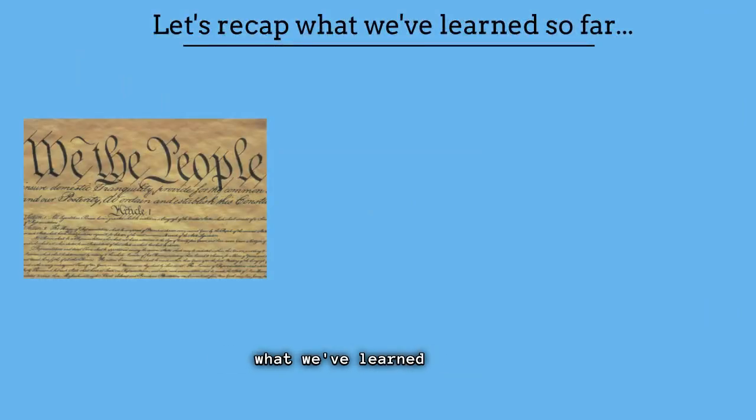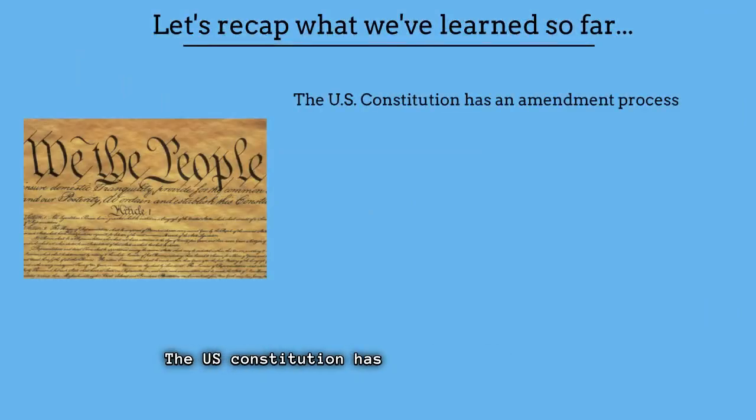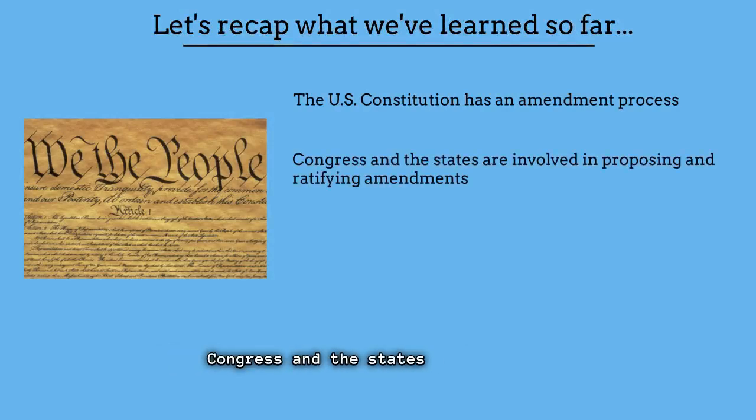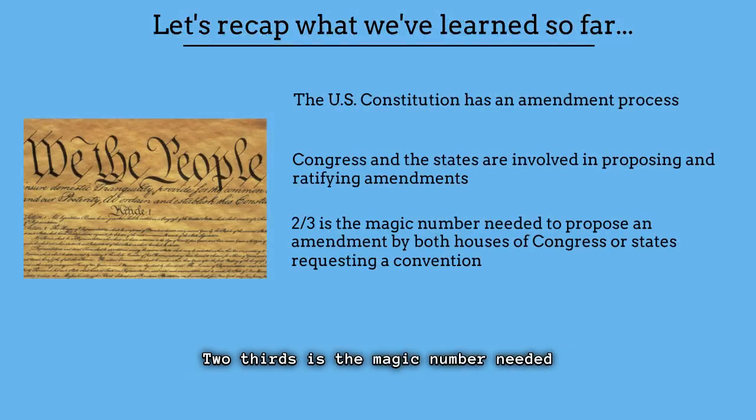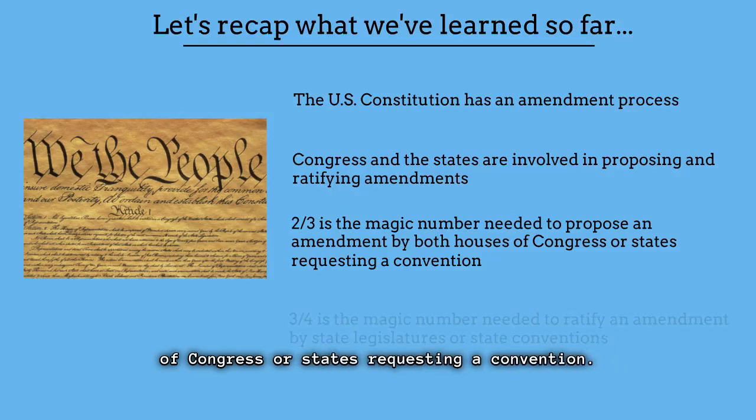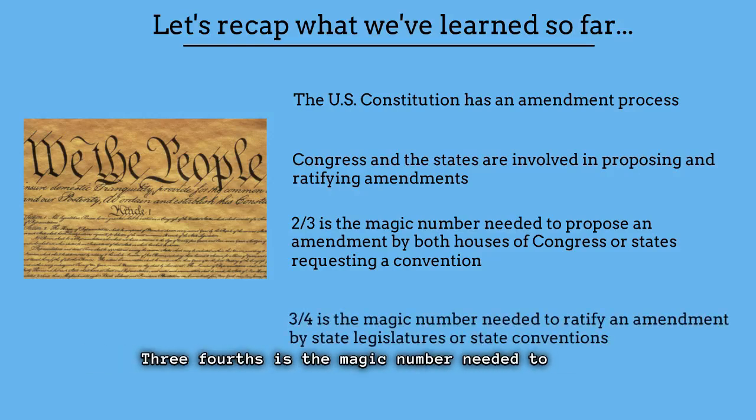Let's recap what we've learned so far. The U.S. Constitution has an amendment process. Congress and the states are involved in proposing and ratifying amendments. 2/3 is the magic number needed to propose an amendment by both houses of Congress or states requesting a convention. 3/4 is the magic number needed to ratify an amendment by state legislatures or state conventions.